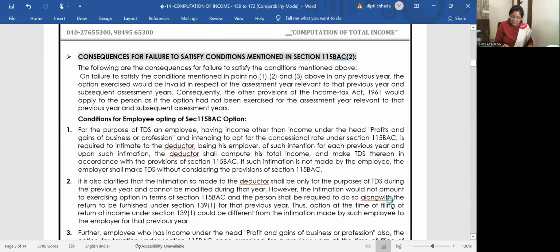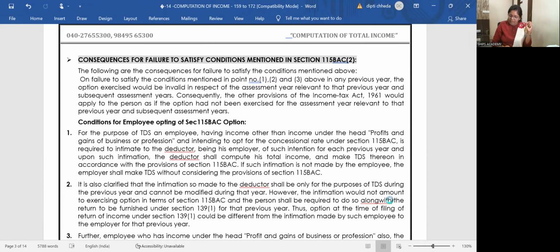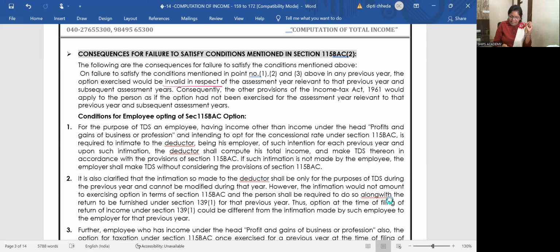Okay. Consequences for failure to satisfy conditions mentioned under section 115BAC. Okay, if you want to know, I have business income, I'll go every year. But if I don't satisfy some conditions, following are the consequences for failure to satisfy conditions mentioned above. On failure to satisfy conditions mentioned in point 1, 2, 3 above, ये वाले points. In any previous year, the option exercised would be invalid for that previous year and subsequent years, and consequently the provisions of income tax would apply as if the option has never been exercised. Okay, if you don't satisfy the condition, your income will be calculated in the routine way and whatever tax is there, you have to pay.